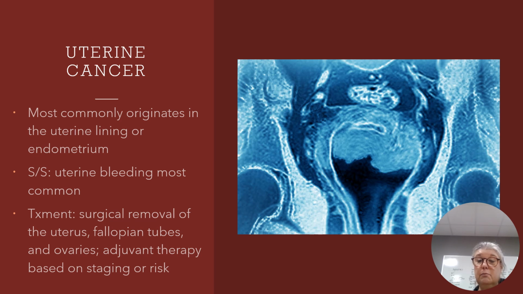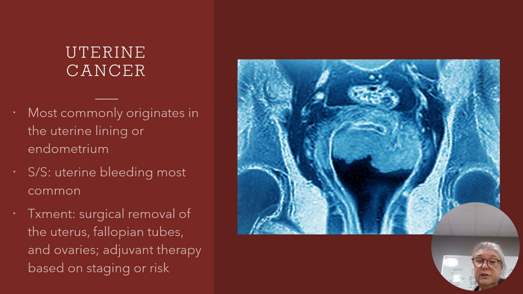Uterine cancer most commonly originates in the uterine lining or endometrium. Uterine cancer originating in the muscular layer is termed sarcoma and is much less common. Signs and symptoms of endometrial carcinoma is uterine bleeding. Postmenopausal individuals with uterine bleeding and premenopausal individuals with irregular or heavy bleeding who have been unresponsive to medical treatment should undergo evaluation for endometrial carcinoma. There is a lot of vocabulary in this one. A lot of vocabulary that I don't use very often.